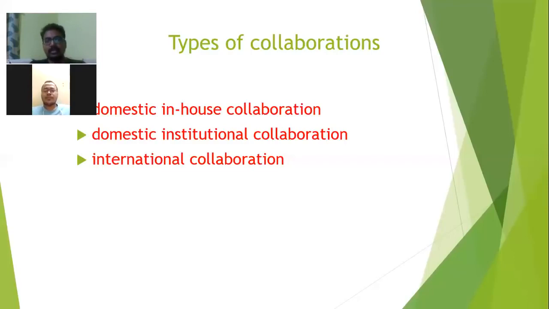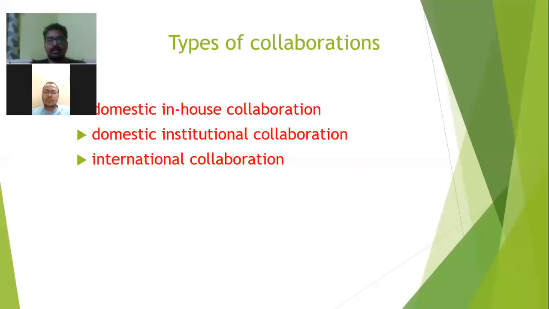We had a discussion before even coming to this platform, and we felt that we can categorize all the collaborations that we have into three different types. The first one could be the domestic in-house collaboration. The second one could be the domestic institutional collaboration, or you may call it national collaboration. And the third one, you can call international collaboration. We'll go into detail step by step.